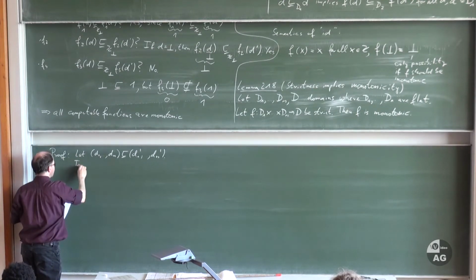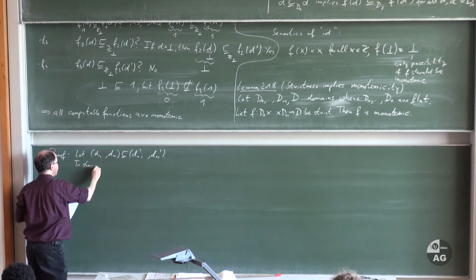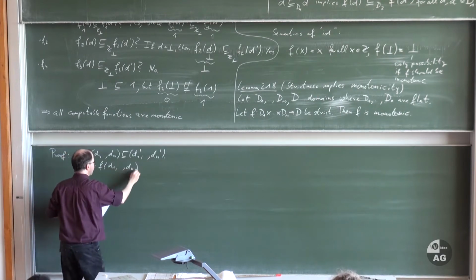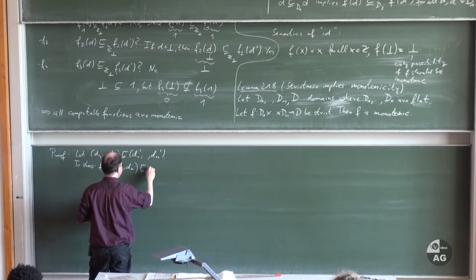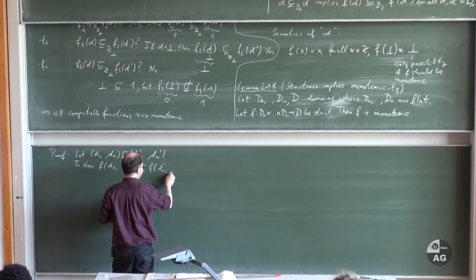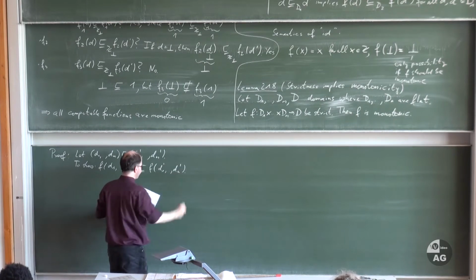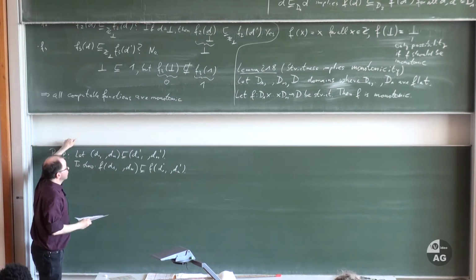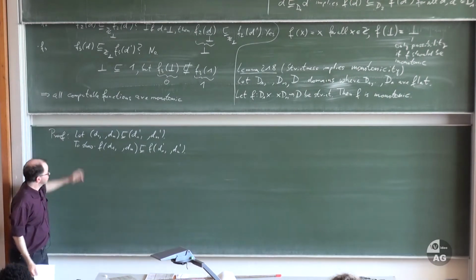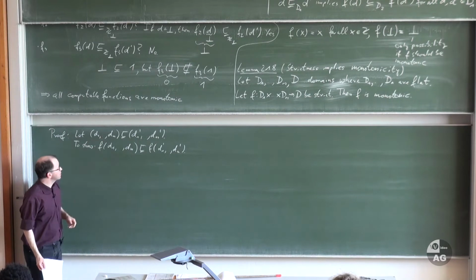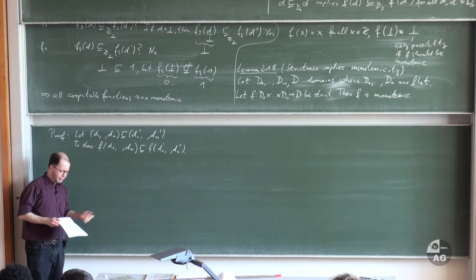So what do we have to show? We have to show that f of d1 to dn is less defined or equal to f of d1 prime to dn prime. Now, so there are two possibilities. Either these things are equal or it really gets more defined.